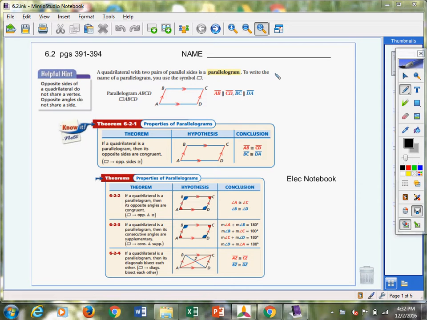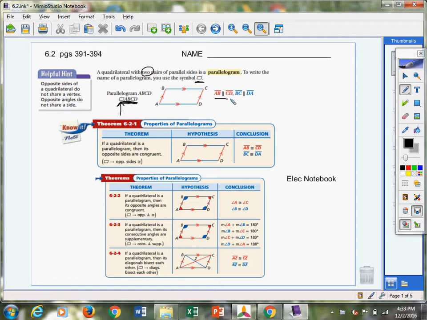Back. We're in section 6.2, and now we're going to really focus in on quadrilaterals and specifically parallelograms. If you look at the top here, a quadrilateral with two pairs of parallel sides is a parallelogram. This is the symbol we're going to use. We're going to do a little bit of a box symbol there, lean it a little bit, make it look like a parallelogram. And this is how we write parallelogram ABCD without writing out the word parallelogram. We're going to use that symbol right here.